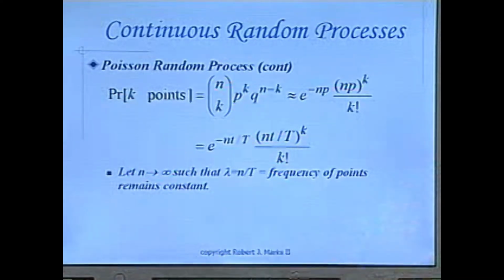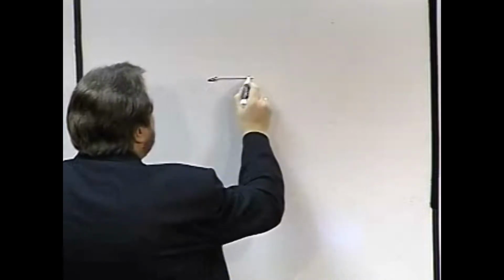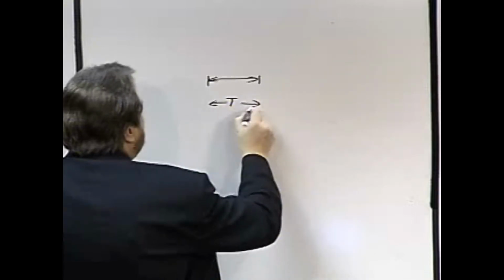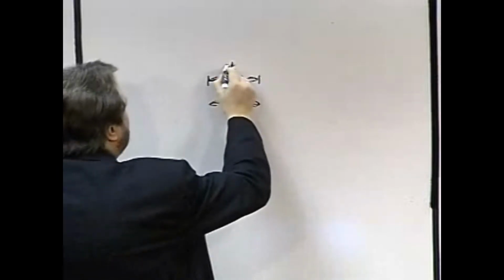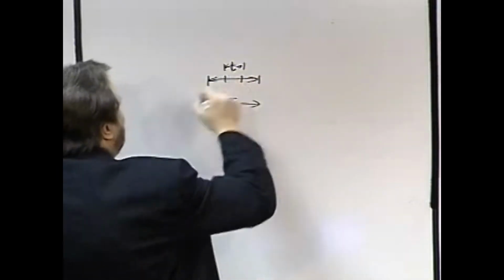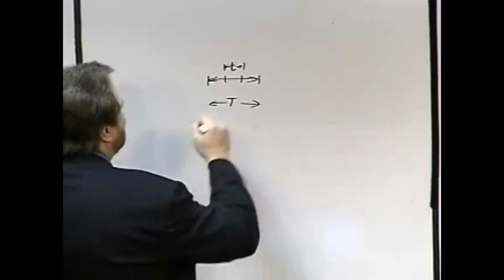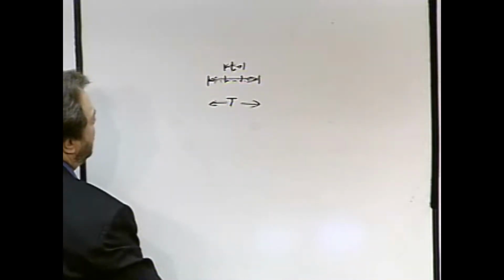Let me draw a picture of it. So here is our original point. Here was t. In fact, let me do it kind of in perspective, pedagogically. Here's our big value of T, and here's our little value of t in this interval. And we have n, which is equal to the number of points on here, which are uniformly distributed.